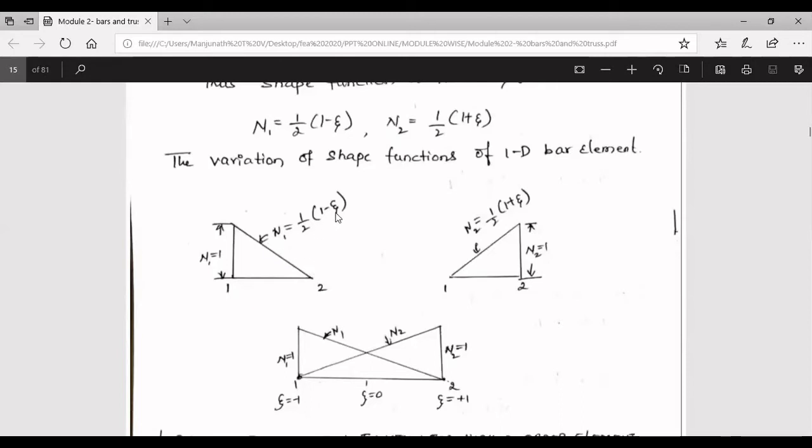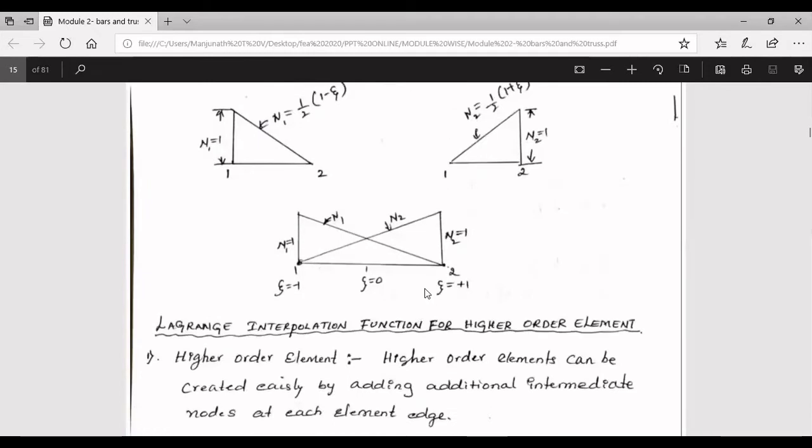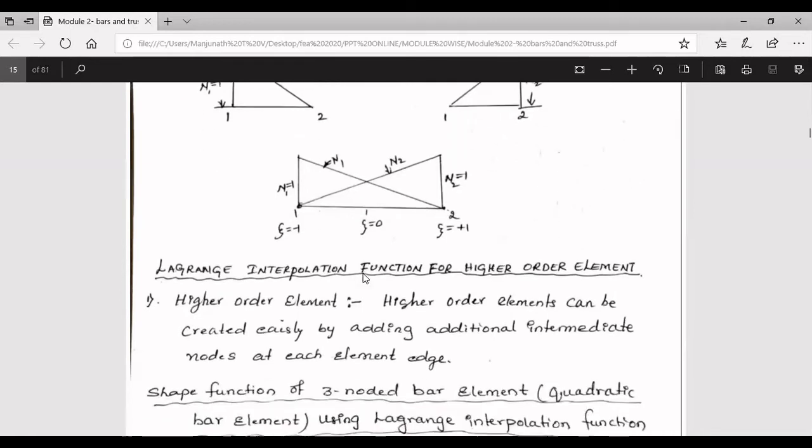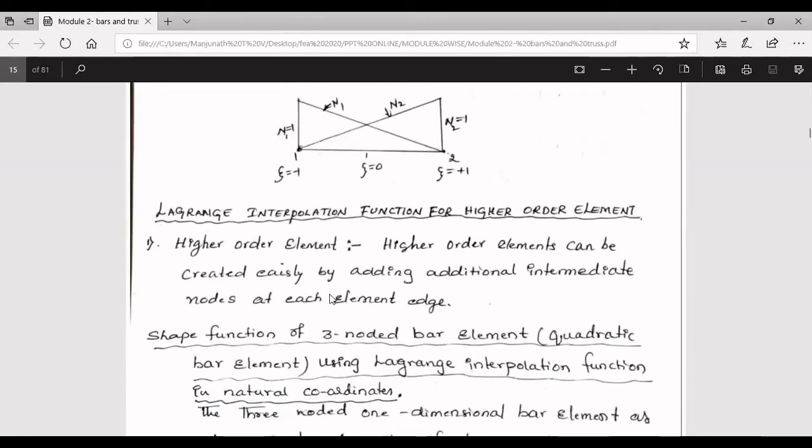As you substitute the zeta values at different points, it gives 0 at node number 2 and 1 at node number 1. Similarly, for node number 2, as you substitute zeta equal to plus 1, it gives 1, so N2 is 1 at node number 2, and it decreases towards node number 1. This diagram gives the overall shape functions at node number 1 and node number 2 for the two noded element. Okay.